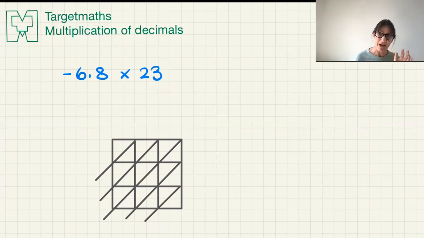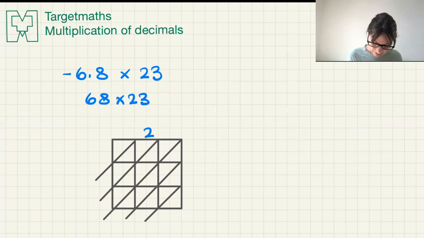So I'm going to ignore that, but I'm also going to ignore the negative. I'm not going to worry that there's a negative in this question. I'm just going to do what I know. Okay. So 68 times 23. I don't know how to do that in my head. Going to use my grid.